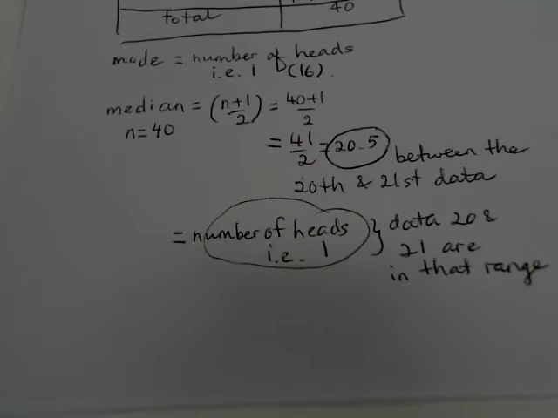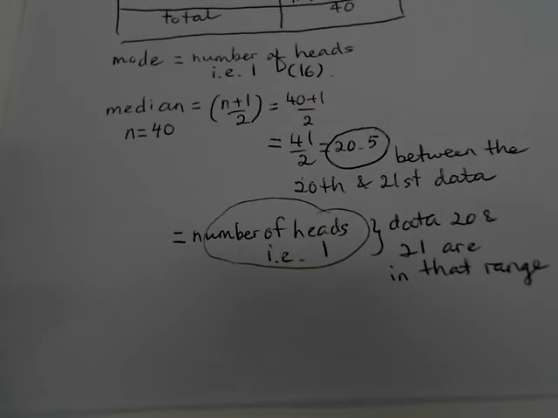Sometimes do not get confused. The median can be the mode, but those are two separate things. It is just how you justify the answer, how you argue with me. How can you find the median? How can you find the mode? Because sometimes it might coincide.